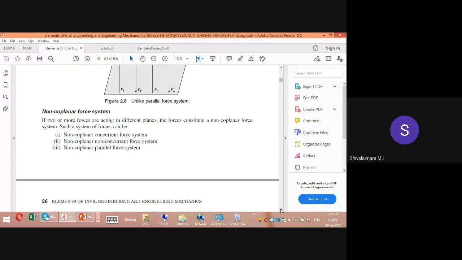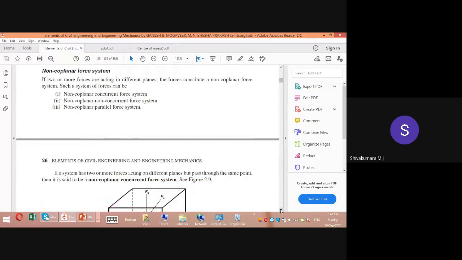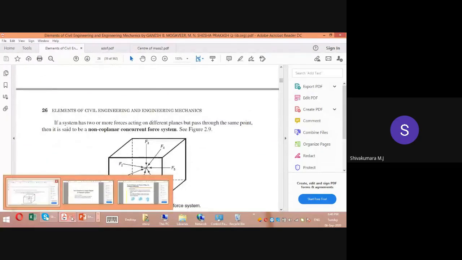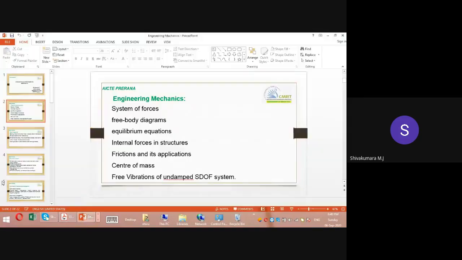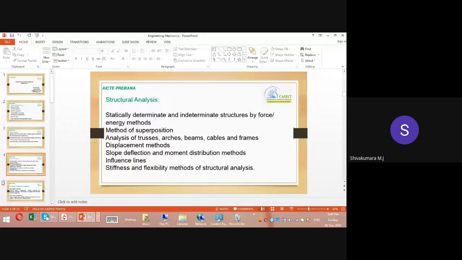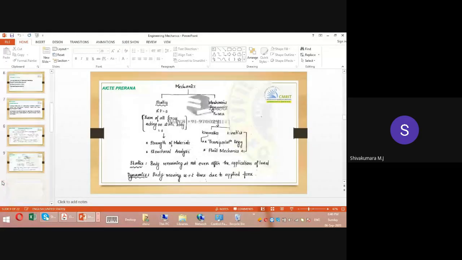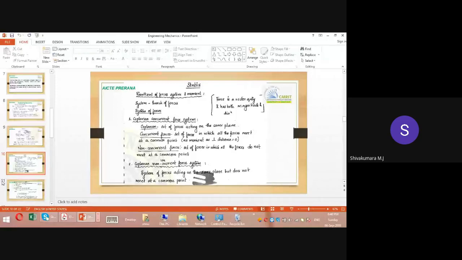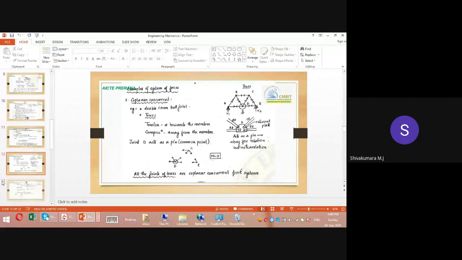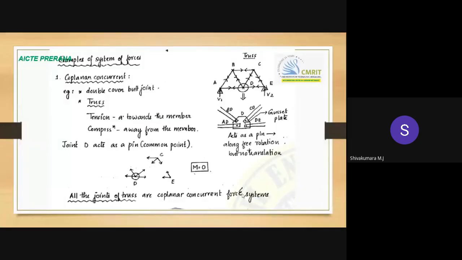So this is what the different force systems are. Let us see some examples for these different force systems. Coplanar concurrent force system. In this analysis, you take one truss as an example.